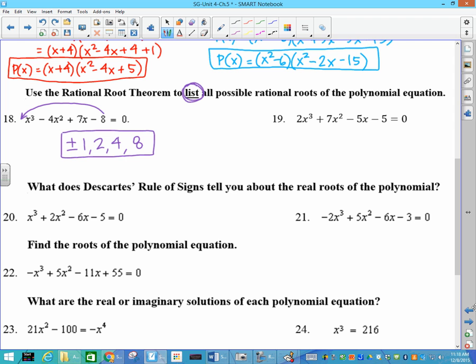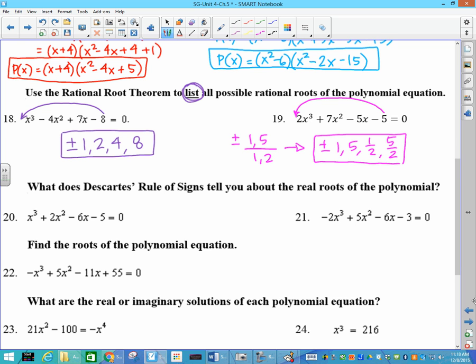Okay, this time, again, I like the visual. Factors of 5 over the factors of 2. So I'm going to list the factors of 5, which are 1 and 5, and the factors of 2, which are 1 and 2. And that gives me plus or minus, you always list the top, and then I have to put each of those over any other factors in the bottom. That's not 1 over 5. It's 1 over 2 and then 5 over 2. So that would be your possible rational roots again.